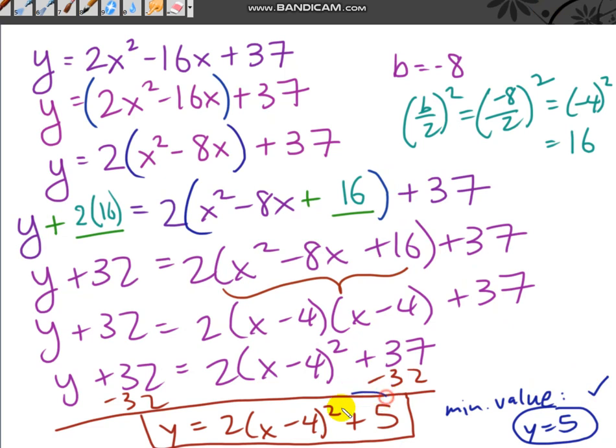Right. And again, we just look at this here, so we know that's our minimum value. And that is it. Alright, so let me know if you have any questions on this.